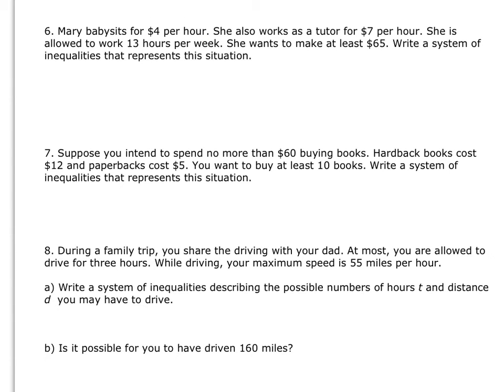Suppose you intend to spend no more than $60 buying books. Hardback books cost $12 and paperback books cost $5. You want to buy at least 10 books. So we're going to write a system of inequalities for this situation. So we want to spend no more than $60. So I need a variable for the number of hardback books and a variable for the number of paperback books.